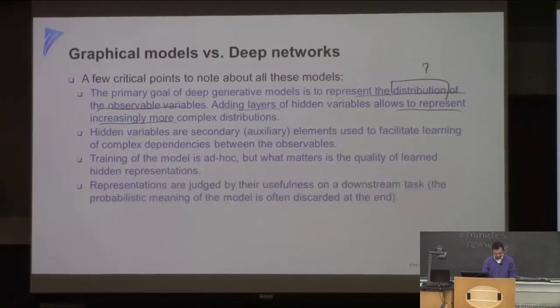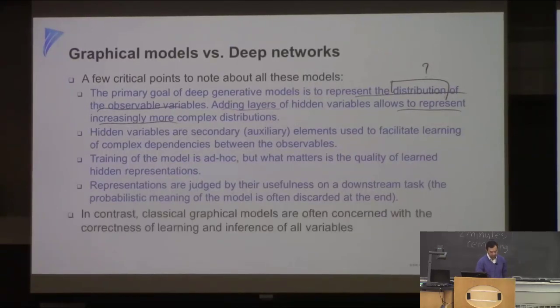And the quality of the learned hidden variable, I think the virtue of that is not about how accurately you can learn it. It's really about how useful these hidden variables are in terms of boosting the final performance. And the representations are judged by their usefulness in the downstream task, not by the recoverability of the ground truths. Okay. Classical graph models have their own sets of virtues and priorities, especially focusing on correctness of learning and inference of all random variables.